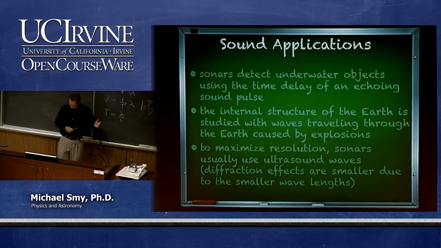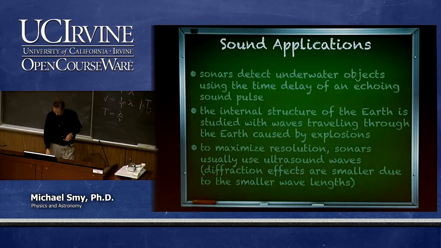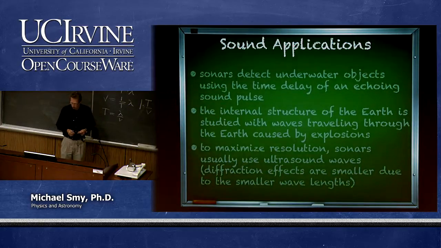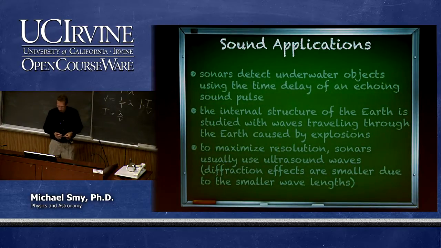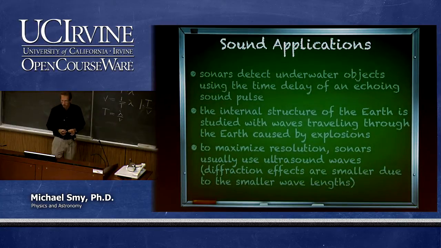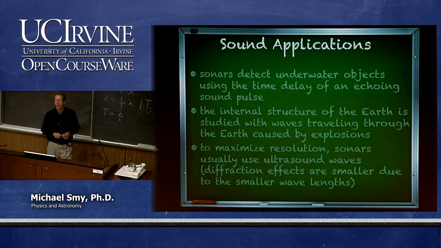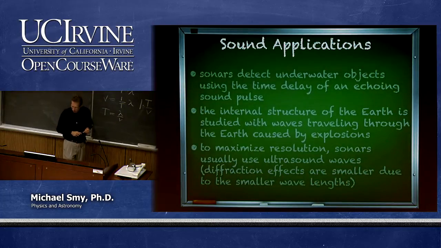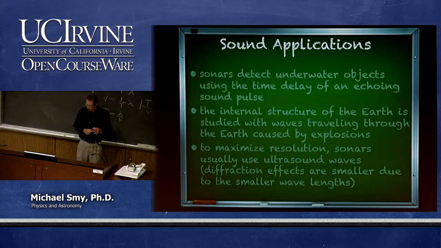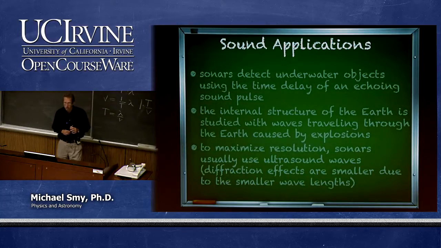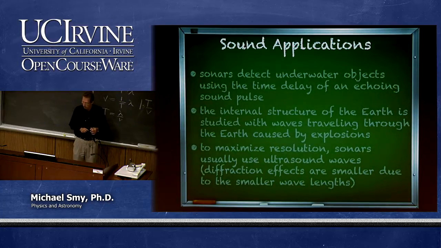Or, alternatively, with the same principle, one can probe the internal structure of Earth using waves traveling through the Earth. Often these waves are produced intentionally with explosions. But one can also use earthquake waves that happen naturally. To maximize resolution, in the case of sonars, one usually uses ultrasound waves, because the wavelength is shorter and therefore the diffraction effects are smaller.